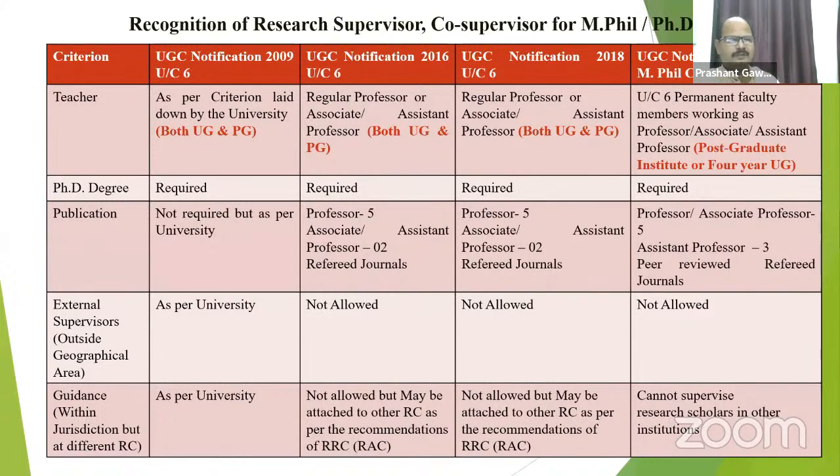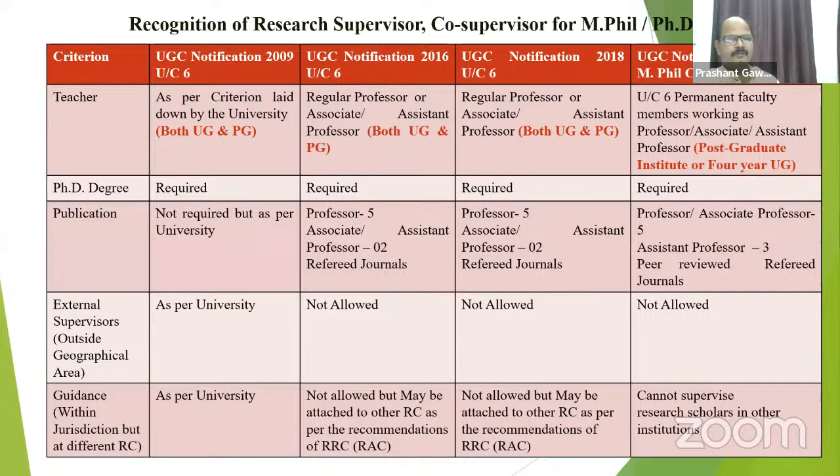But under 2016, a professor needs 5 research publications in peer-reviewed journals. Here, an associate professor and assistant professor are required to have 2 research papers in peer-reviewed and referred journals.